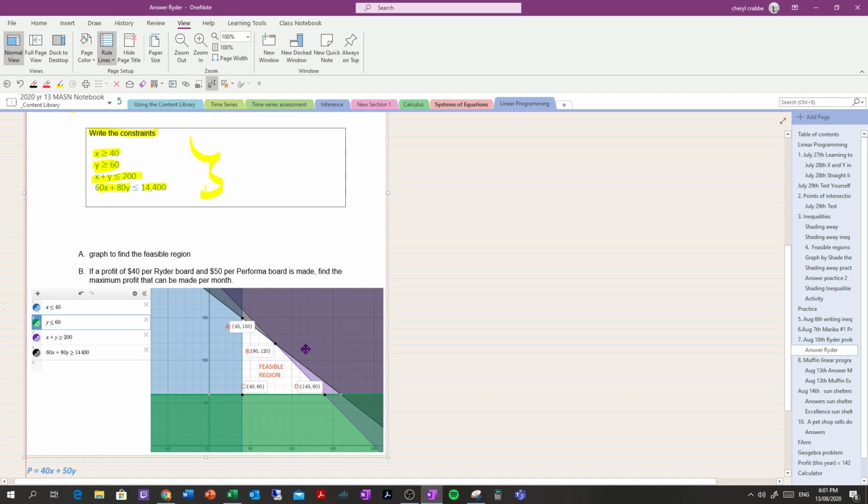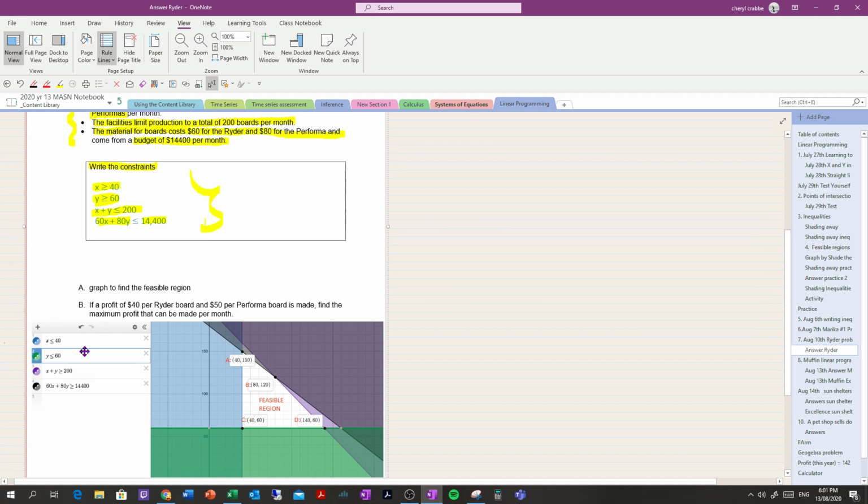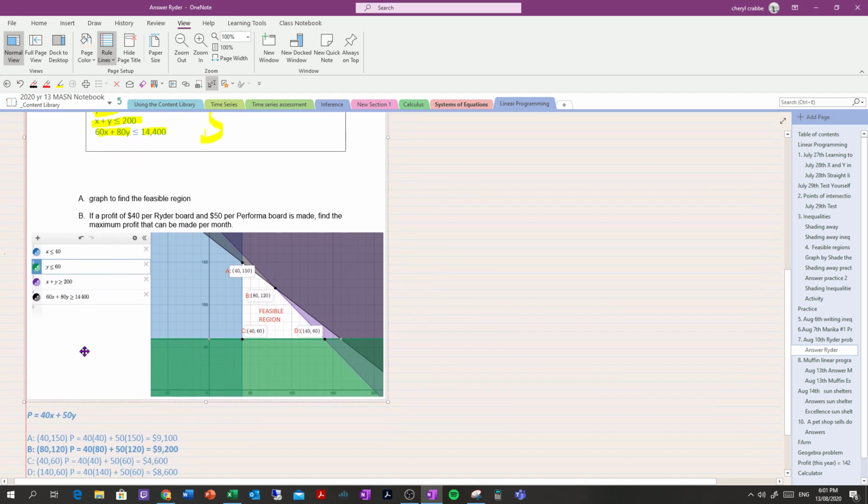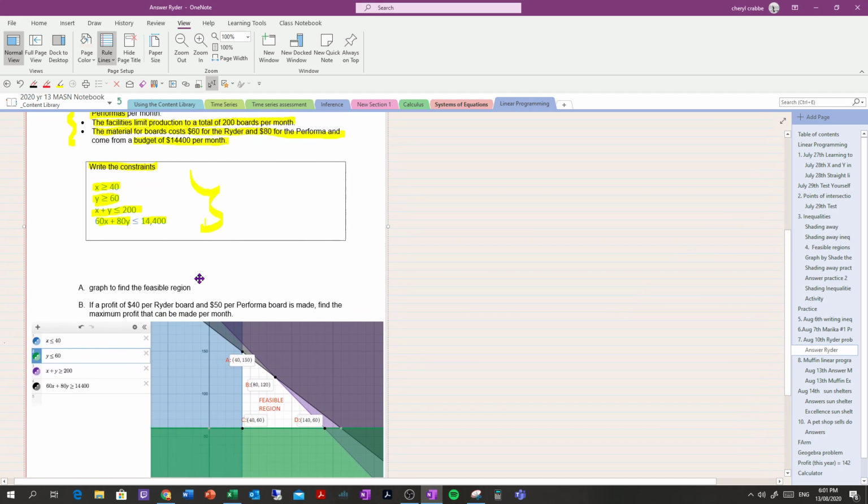Once we've done that, we go hunting back into the problem for something called the objective function. The objective function is not a constraint, and what it does is help us to optimize the situation that we have. So you go hunting for another set of information, right here, that has to do with either maximizing or minimizing something. They'll say that in the sentence. If a profit of $40 per rider board and $50 per performa board is made, find the maximum profit that can be made per month. So that's our objective function.